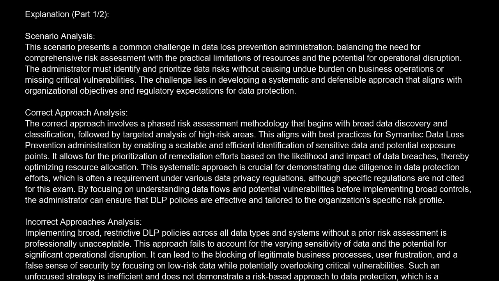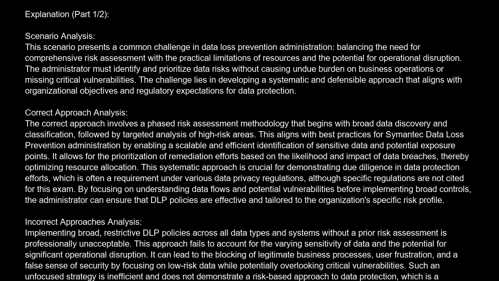The correct answer is C. Begin by implementing broad, restrictive DLP policies across all data types and systems to ensure maximum protection from the outset. Explanation. Scenario analysis. This scenario presents a common challenge in data loss prevention administration, balancing the need for comprehensive risk assessment with the practical limitations of resources and the potential for operational disruption.